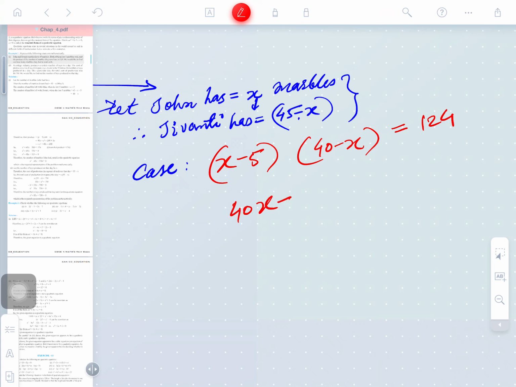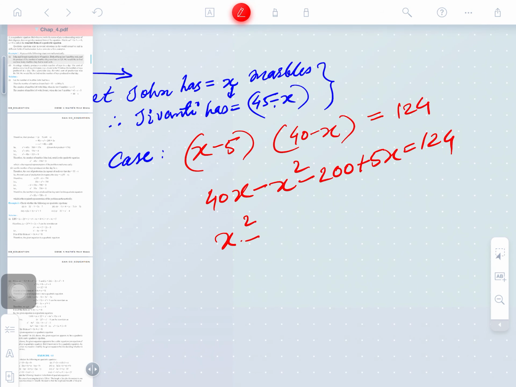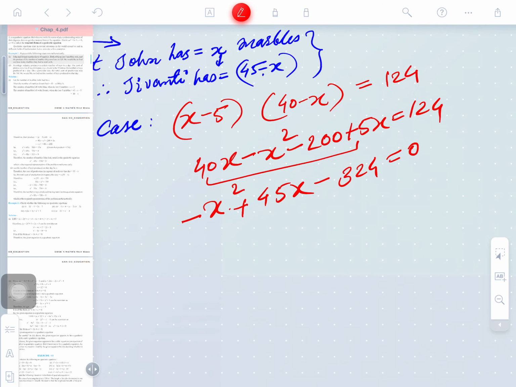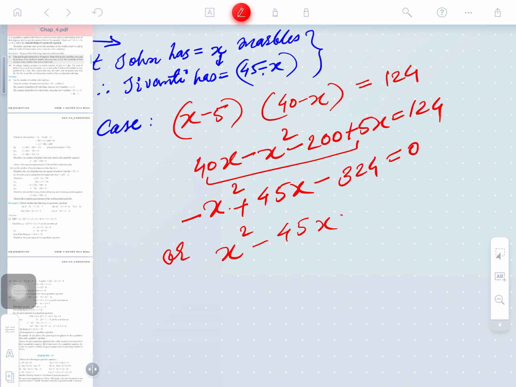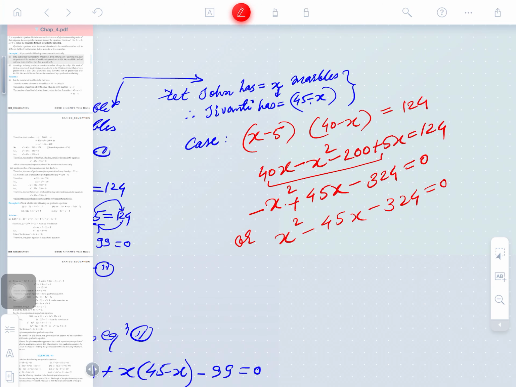So 40 of x, x square, 200 plus 5x, 24 and x square. What is their sum? 45x, okay, and here 324 minus this, so this can be written as this also. Now yes, after around 10 minutes this correct equation is coming here.